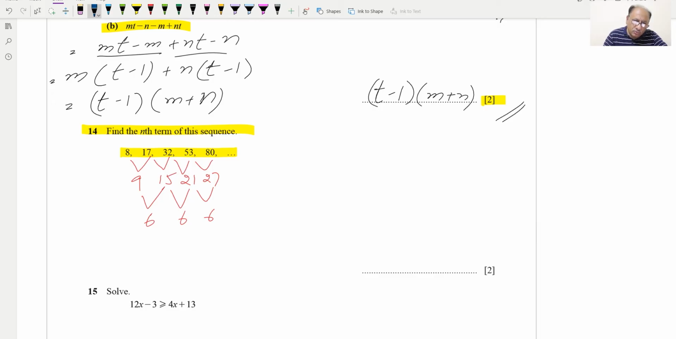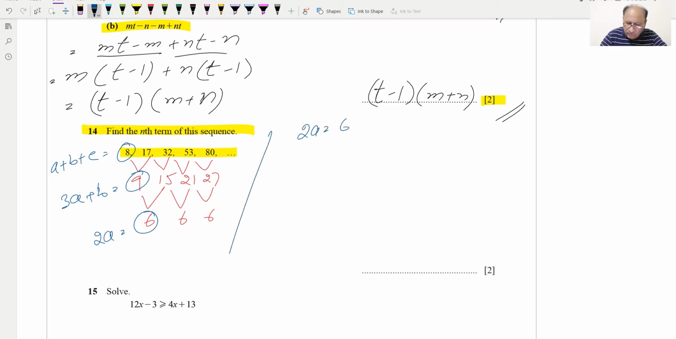So we know 2a is equal to 2a, this one is equal to 3a plus b, and this is equal to a plus b plus c. This one's first term is a plus b plus c. So these are the equations which we will solve. We can solve this: 2a is equal to 6, which implies a is equal to 3, so the a value is equal to 3.